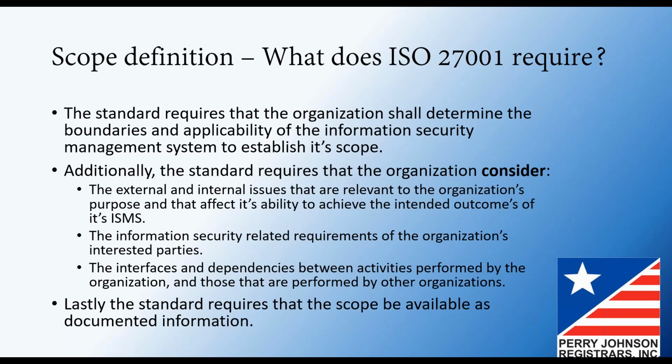Let's talk about what the standard says your scope needs to have. It says that you shall determine the boundaries and applicability of the ISMS. And while you're doing this, the standard requires that you consider external and internal issues that are relevant to your organization, the information security related requirements of the organization's interested parties, and interfaces and dependencies between those things that your organization performs and those that are performed by third parties. And lastly, it requires that all of this be available as documented information. So let's take a closer look at what these requirements are and maybe dive into what that means practically.